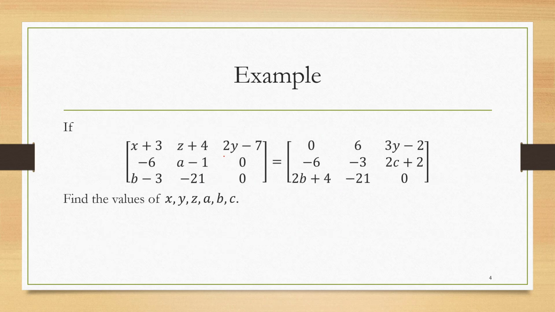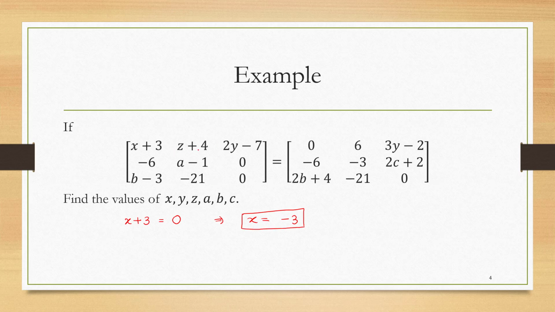Let's do an example. Here we are given two 3 by 3 matrices which are equal. We have to find the values of x, y, z, a, b, c. Since these two matrices are equal, by definition we know that the corresponding entries are equal. The entry at 1 1 position, first row first column, is x plus 3 and here it is 0, which gives me x plus 3 equal to 0 or x is equal to minus 3. So I get the value of x.